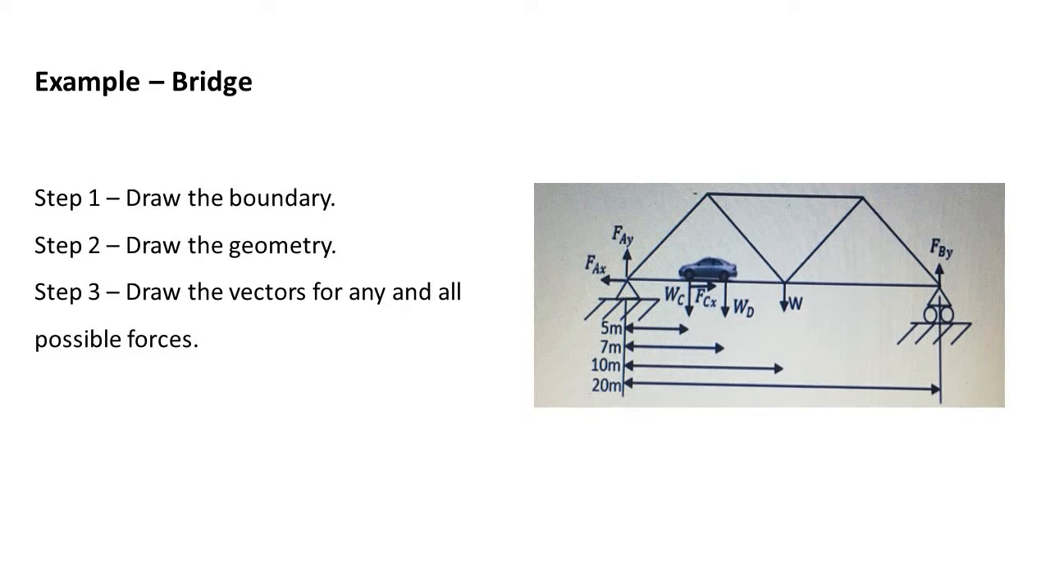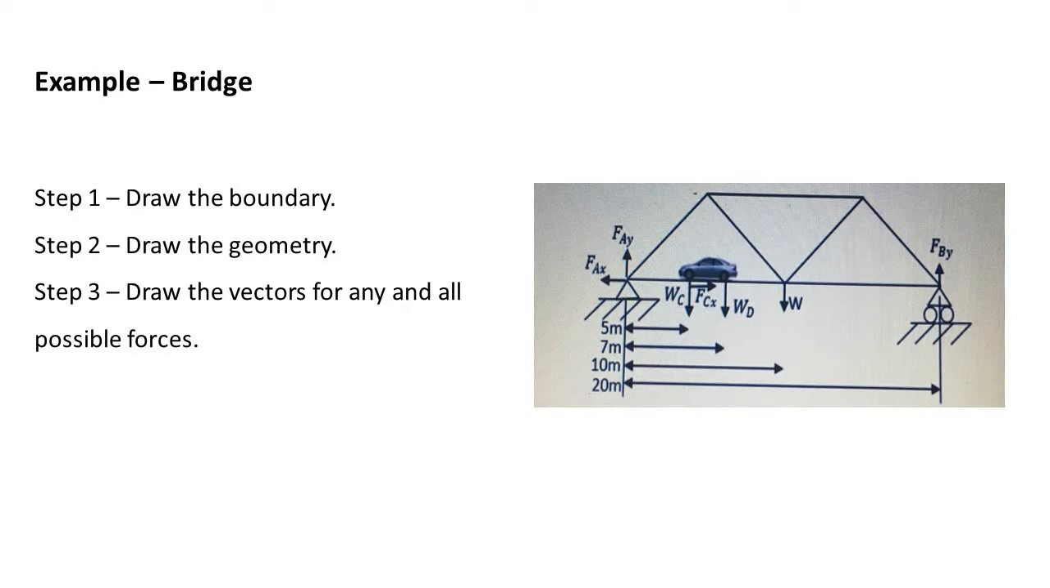So let's go through the steps. The first step is drawing our boundary. We won't analyze the road. While it may move more than in the previous example, we're probably interested in how well we have to attach the bridge to the ground. So drawing our circle around that interface allows us to see what forces are being applied there.